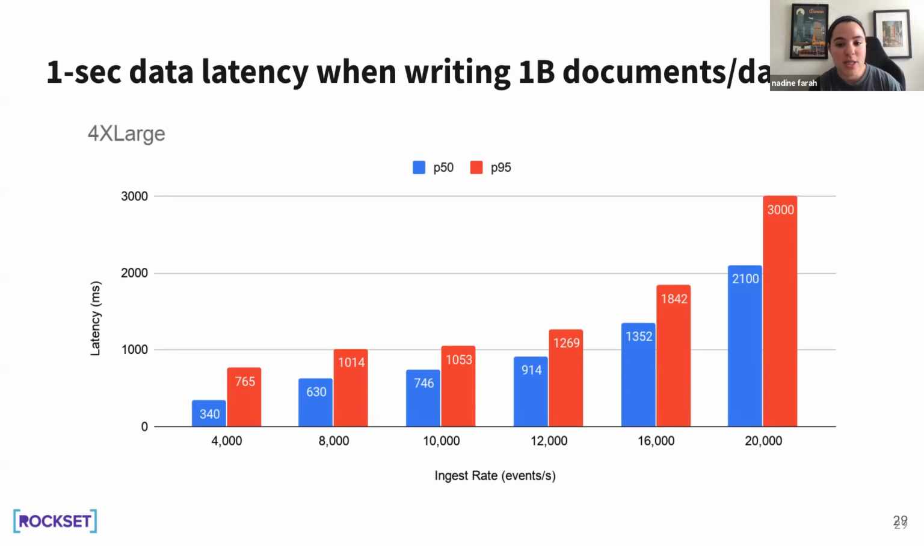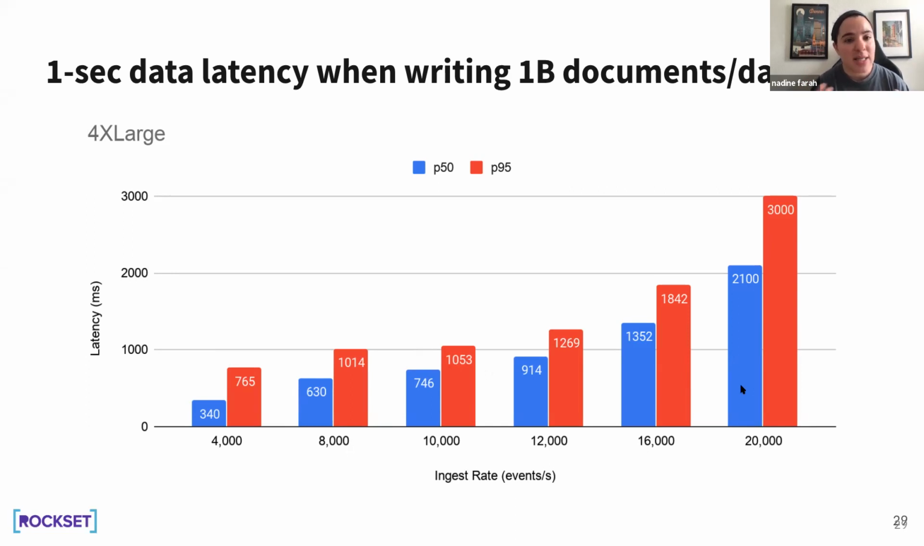What's going on here is that we're getting streaming data into our data lake from a Kafka stream. We're trying to measure the data latency, from when the data is available in Kafka to the time it's queryable in Rockset. On the far right, you can see that at 20,000 writes per second, the data latency for P50 is around 2 seconds. And this is at a 4x large instance.